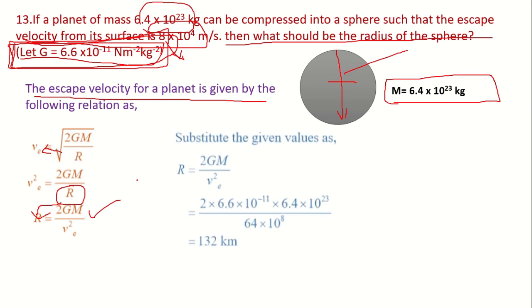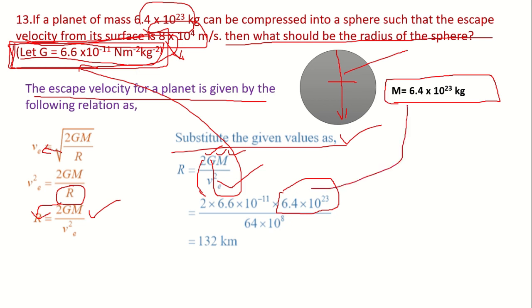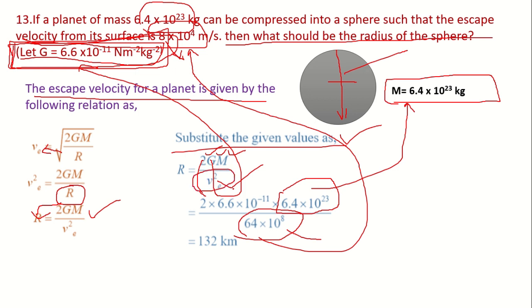If you substitute the values, we know all the values, so we are going to substitute all of them. R is equal to 2 times gM upon v square. We know 2 and g is given here and M is also given, that is this one, and upon v square is equal to this one, 8 into 10 power 4. We have to just square it because v square is required, so 8 square will be 64 into 10 power 8. If you solve this one, the radius of the planet will be 132 kilometers.